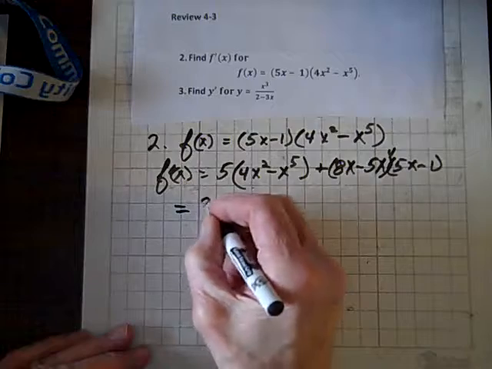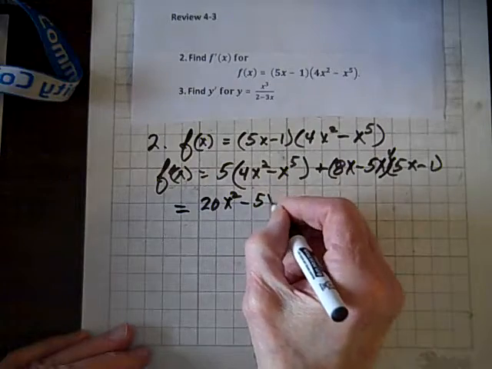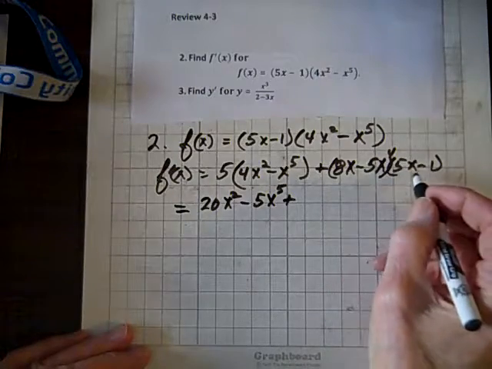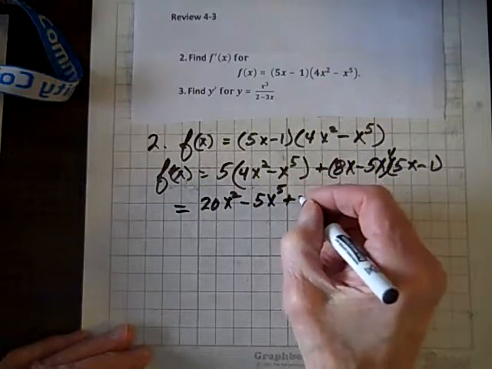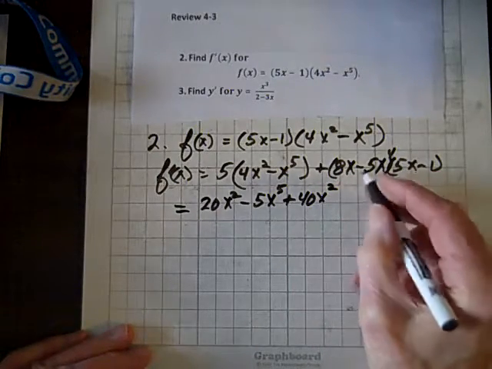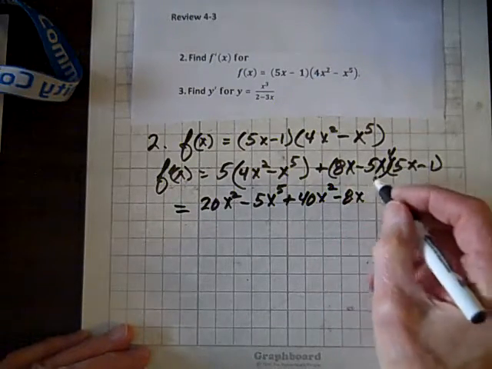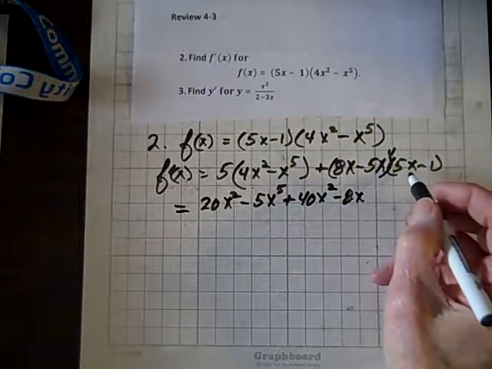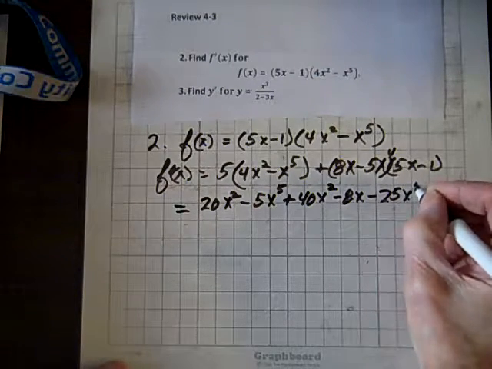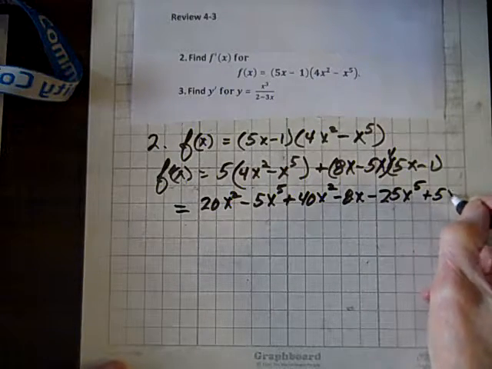So 5 times 4 is 20, x squared minus 5x to the 5th. And plus, and let's see, 8x times 5x is 40x squared. X times x is x squared. And 8x times negative 1 is negative 8x. And minus 5x to the 4th times 5x is going to be minus 25x to the 5th. And minus 5x times minus 1 is going to be a plus 5x.